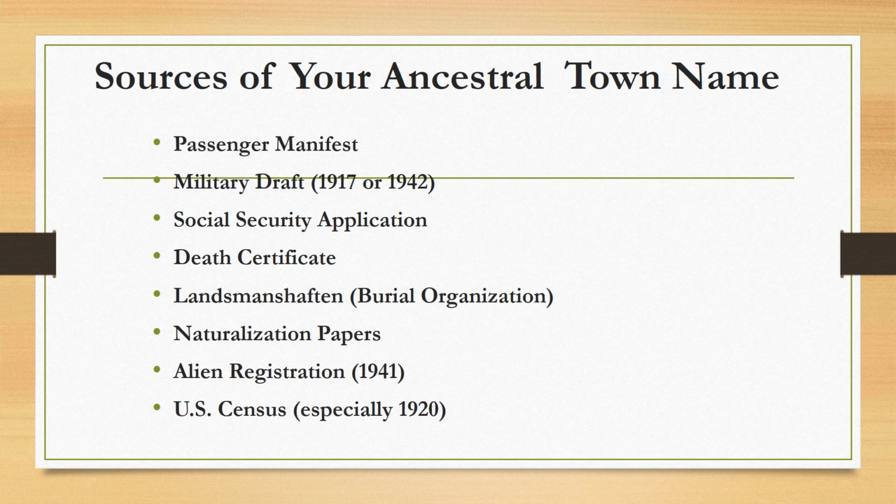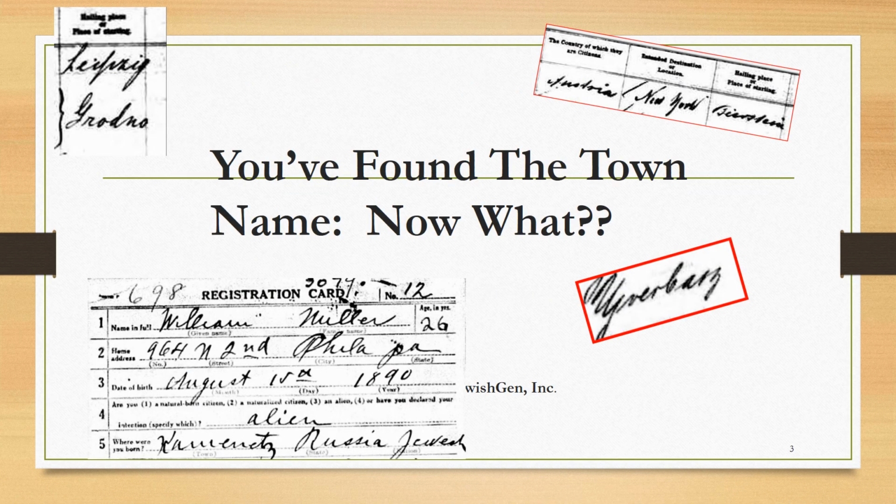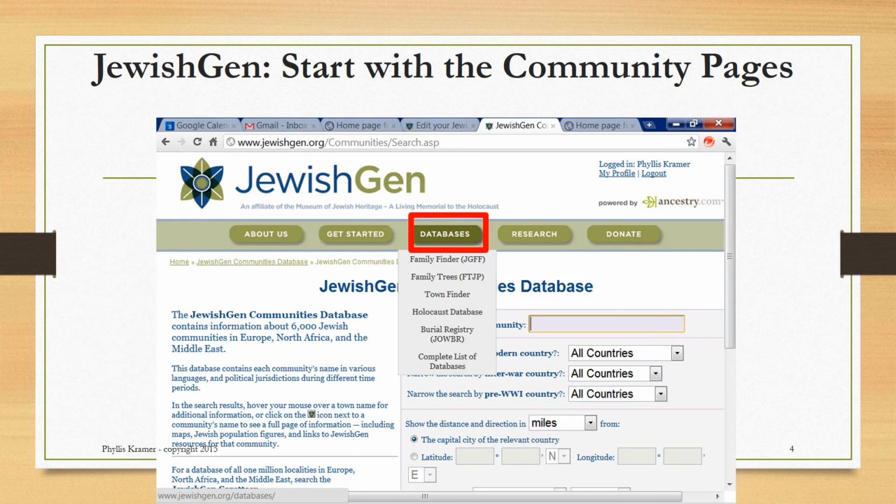This video says, you found the town name. You don't know where it is, but what do you do now? Well, I say you go to JewishGen and start with the community pages. It's the best search vehicle you're going to find. Go on to the databases and then click on the Town Finder.